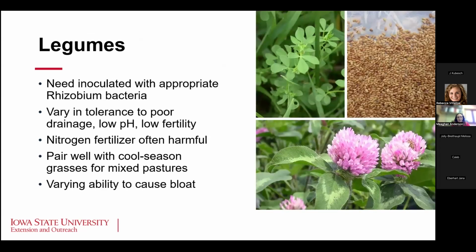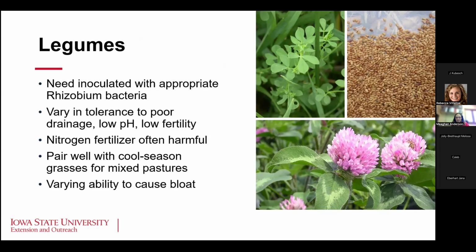I want to move on and talk about a few legumes, but I just want to again reiterate and cover a couple things about legumes in general. So legumes, when we seed them into pastures or into new ground where that species hasn't been grown in a long time, we need to make sure that that seed is inoculated with the appropriate rhizobium bacteria in order to make those species the most successful they can be.